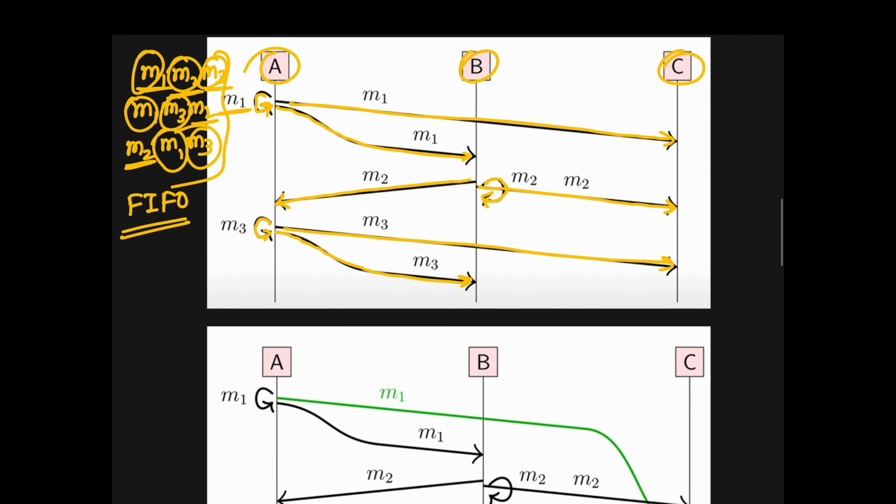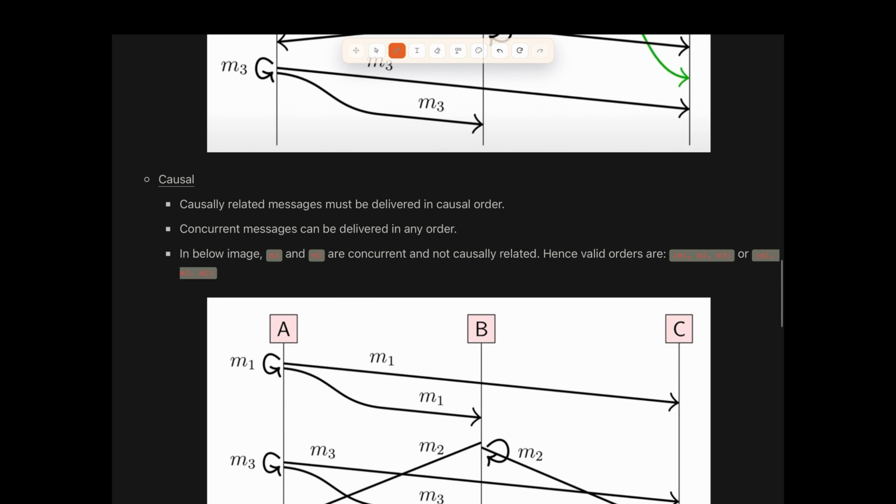Let's come to the second type of broadcast, which is causal. Causal is a term derived from the term cause. Everything is caused by something. So we ask, what is the cause of this? What led to this thing? So causally related messages must be delivered in causal order, the order in which they were caused.